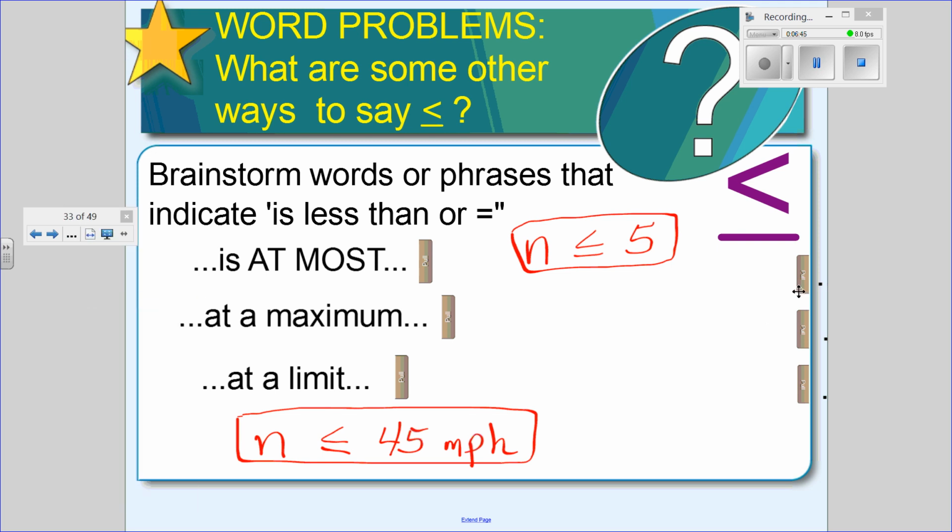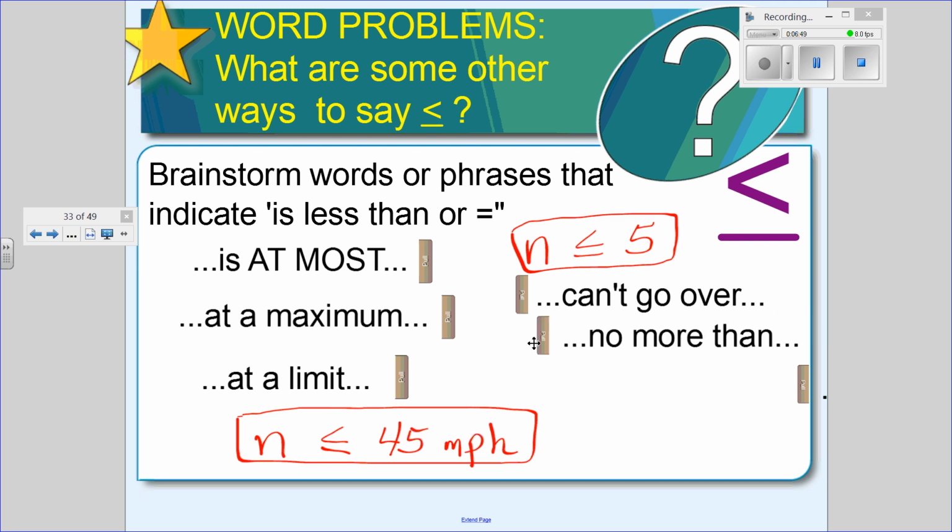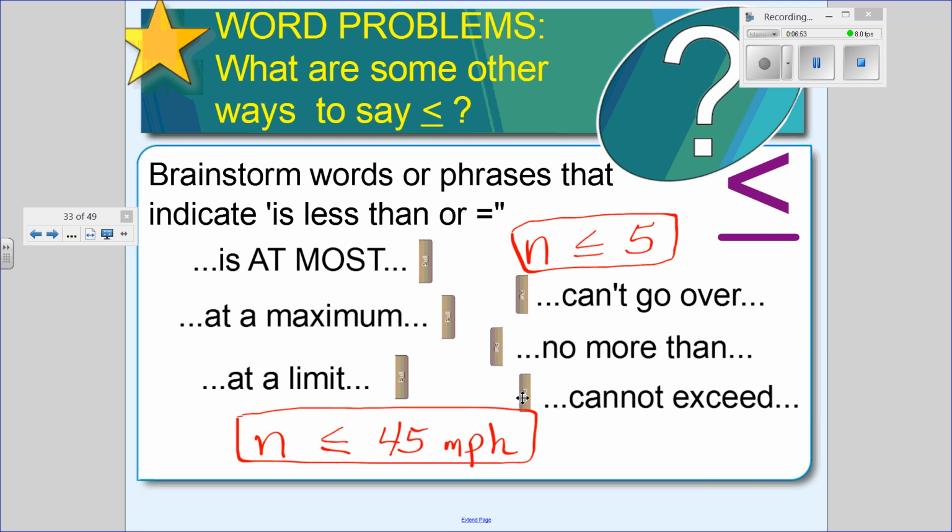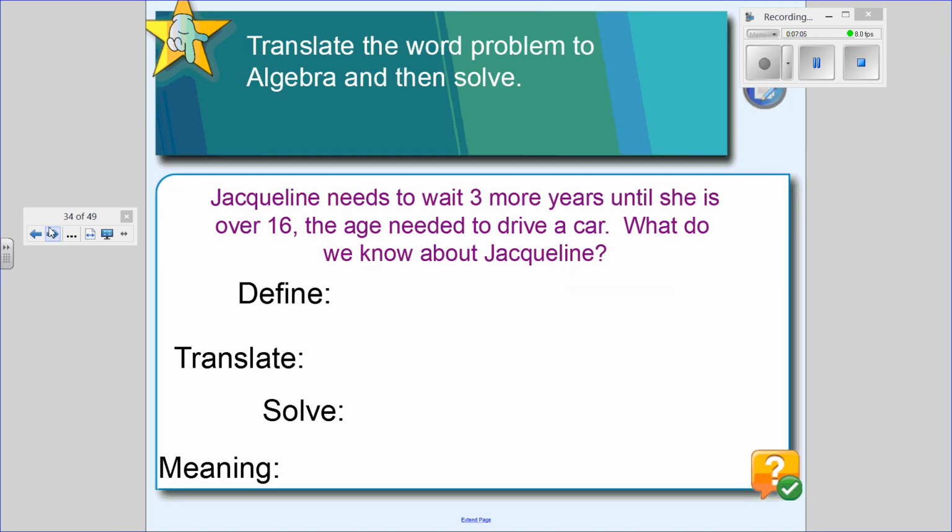Okay? Can't go over. All right? That kind of says the same thing as a limit. No more than is another way to say this. Okay? Or cannot exceed. Cannot exceed 45 miles per hour. So this, when you're using the less than or equal to sign, is an upper limit on the problem. All right, let's get a couple examples here.